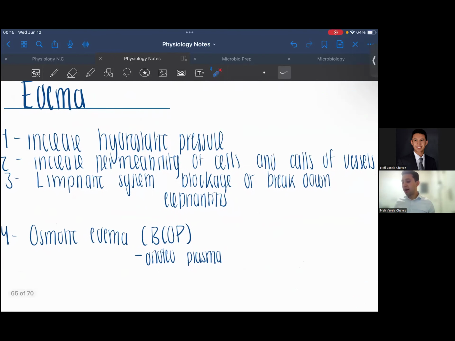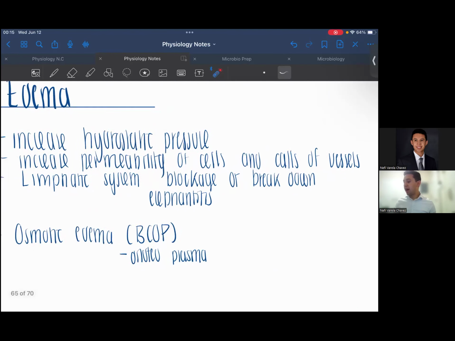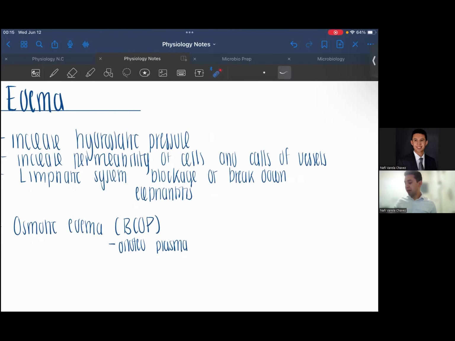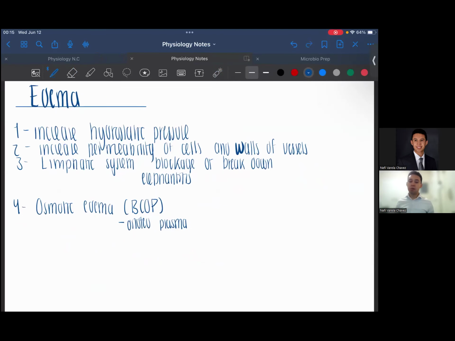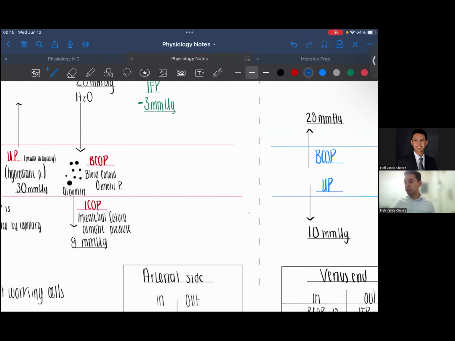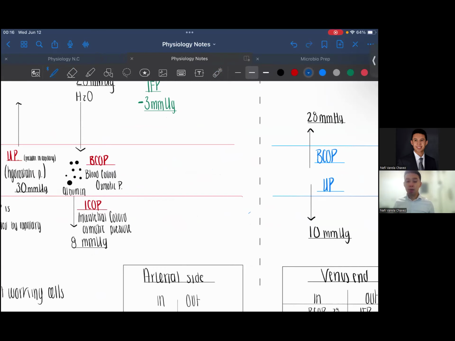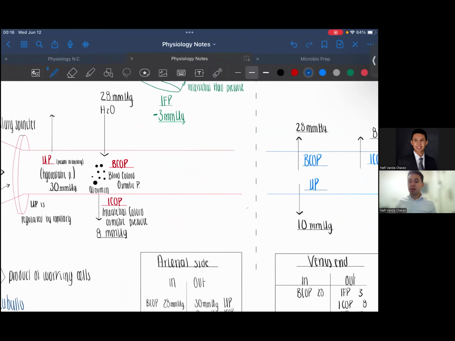Second, increased permeability of cells and walls of vessels. That can happen when we cut ourselves, when we burn. That can compromise our tissues and let the albumin, which we said previously are colloids, and because our colloids are big and they cannot leave the arteries, that's going to make them able to go to the interstitial space.